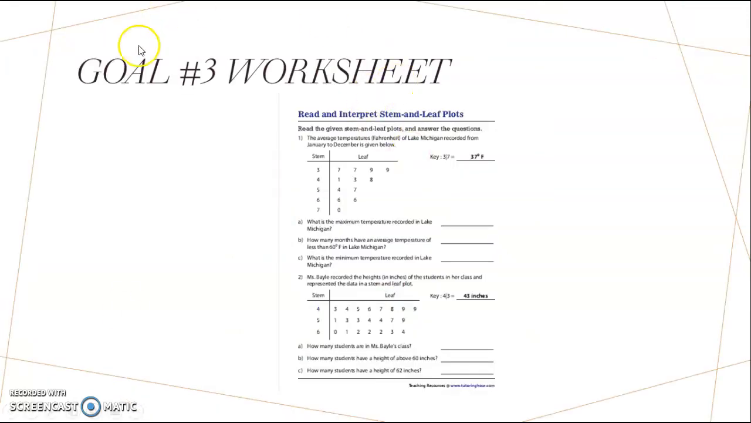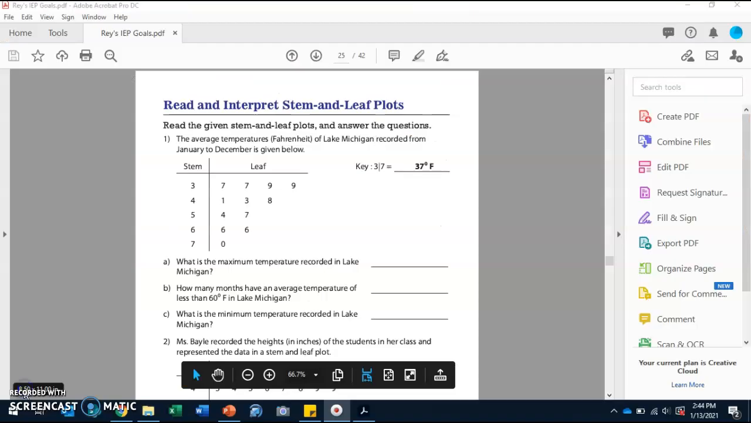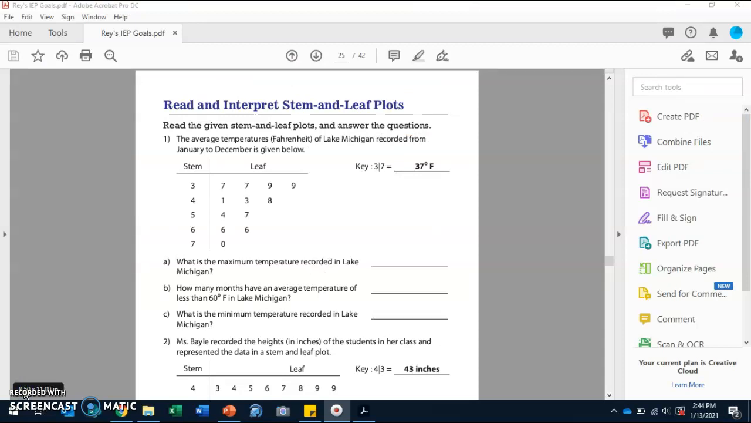So for today's worksheet, we are going to be working on reading and interpreting stem and leaf plots. If you have this worksheet, please get it out. So this is our worksheet, Ray, and at the top it says read the given stem and leaf plots and answer the questions. I will be doing one question with you and you will be doing the rest on your own. So let's begin with question number 1.